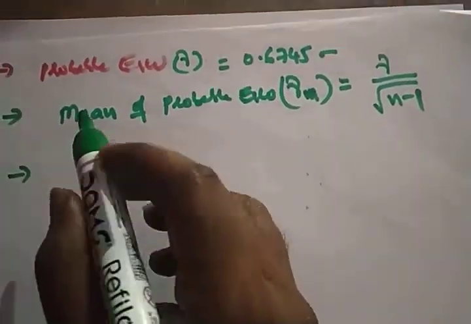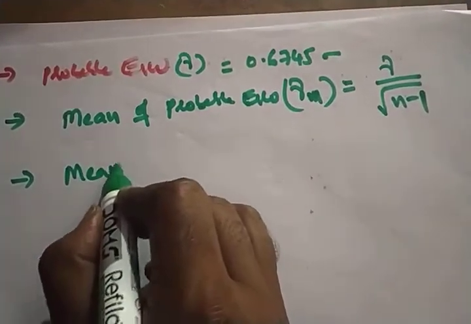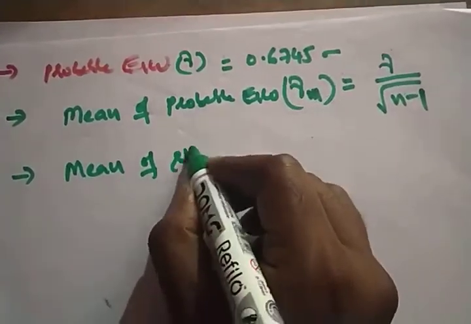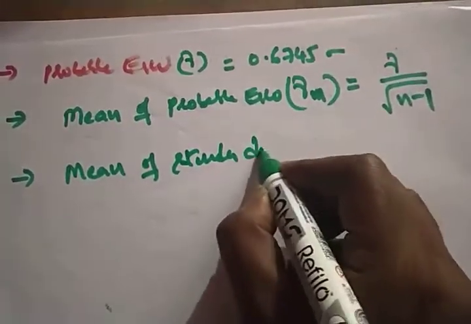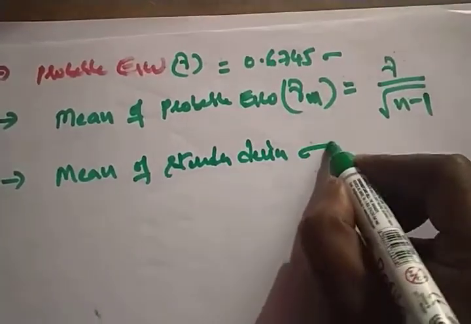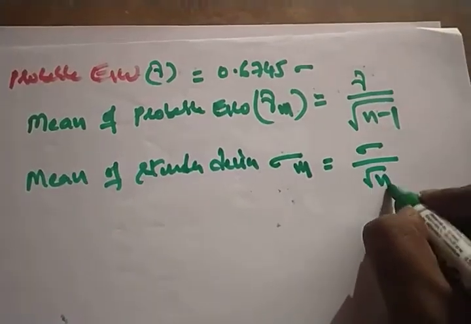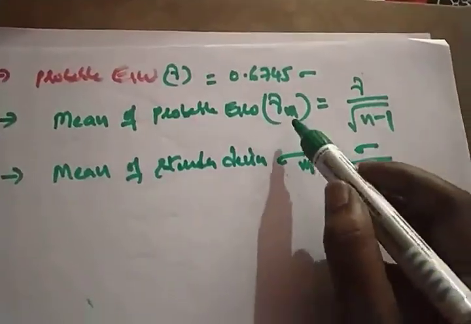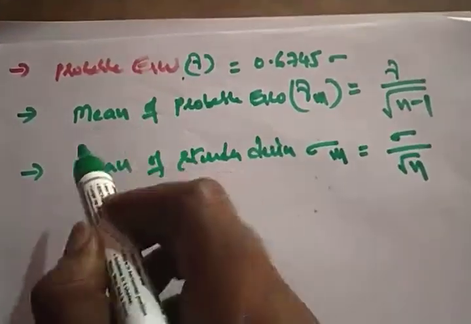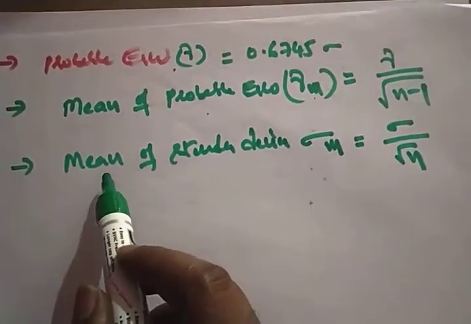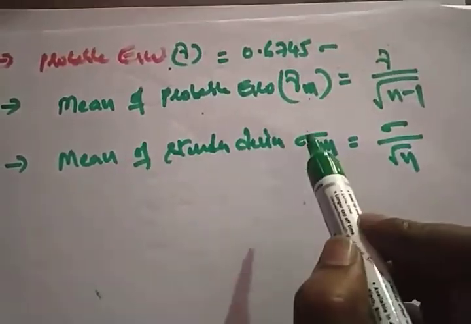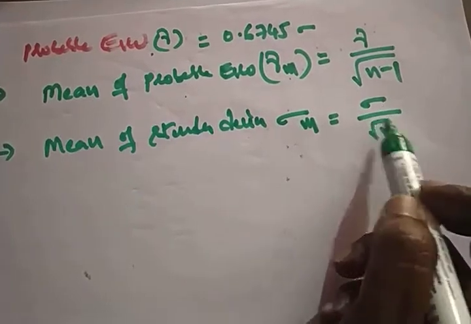Right? Now, mean of standard deviation. Mean of standard deviation is nothing but sigma m. So it can be denoted by sigma by root n. Right? Mean of probable error, you know probable error is gamma, mean of probable error is gamma m. Standard deviation is sigma. Mean of standard deviation is sigma m. That is equal to sigma by root n.